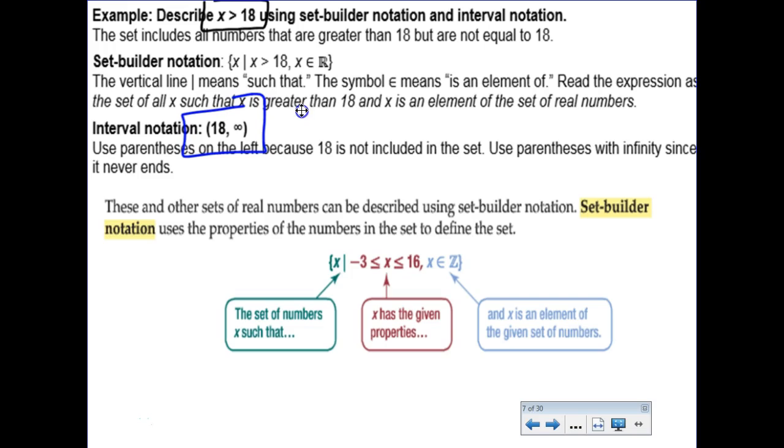So all my numbers greater than 18, notice how they did not use a bracket on 18. Tell me why. Because it doesn't have an equal to bar, so 18 is not actually part of your solution for that interval. This, my friends, is what your textbook likes you to think about. Okay, let me translate this for you. Ready? The solution is the set of all numbers such that, that's what that means, such that your numbers are greater than 18 and your numbers are components of the real number system.